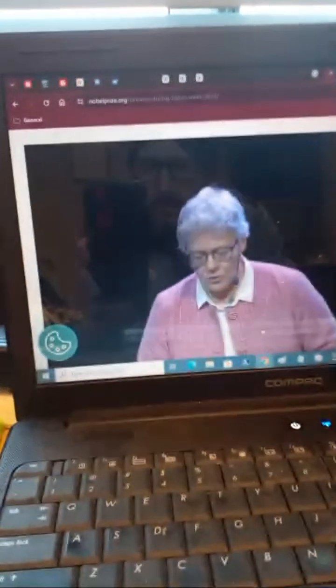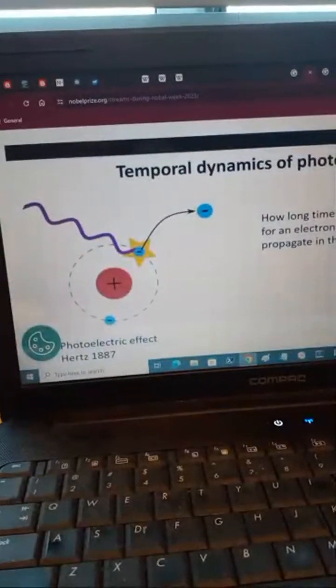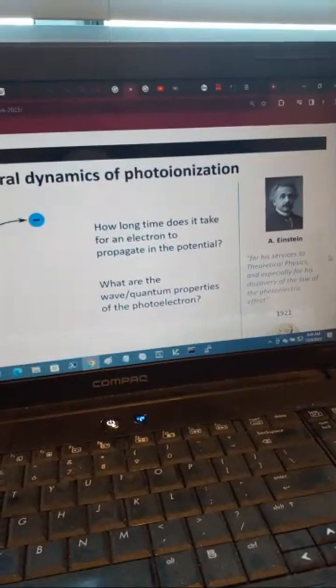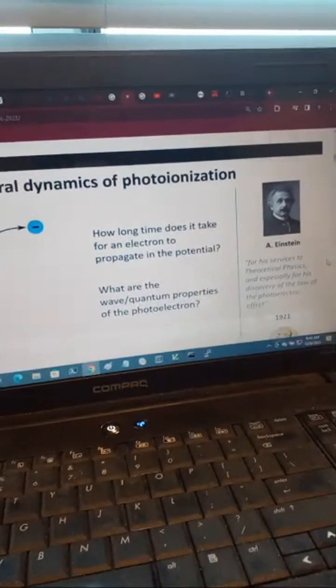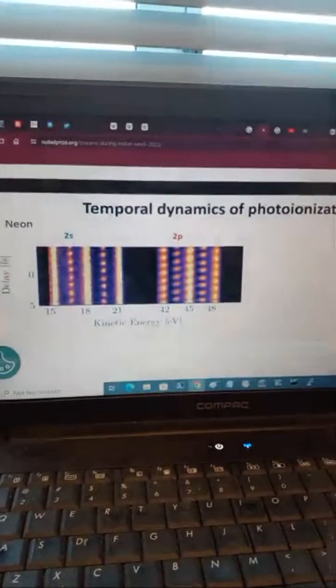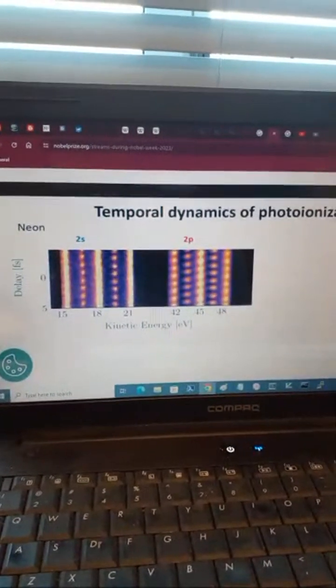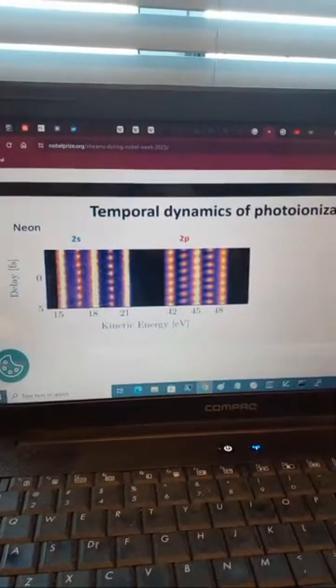What we can do, thanks to attosecond pulses, is we can now answer a question: how long does it take for an electron to propagate in the continuum? What are the wave quantum properties of the photoelectron? And I'm not going to explain how we do these measurements. I just want to try to make you understand what we can do, again by using an analogy with music.